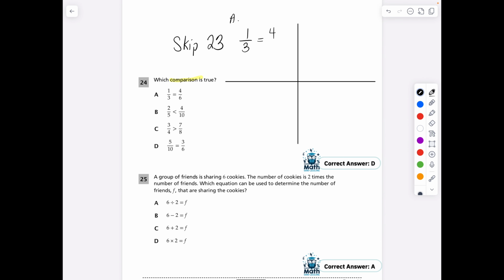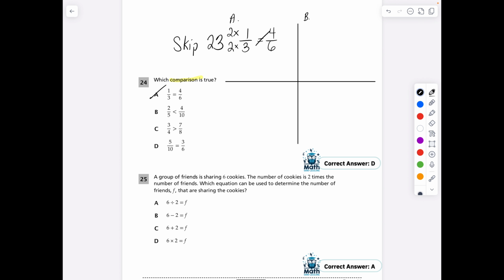So in this case, this one's pretty easy. I can just think, what could I multiply by? I know that 2 times 3 makes 6. And I know that 2 times 1, yeah, that doesn't make 4. So this is not a true statement. They're not equal to each other. So I can cross that one out.